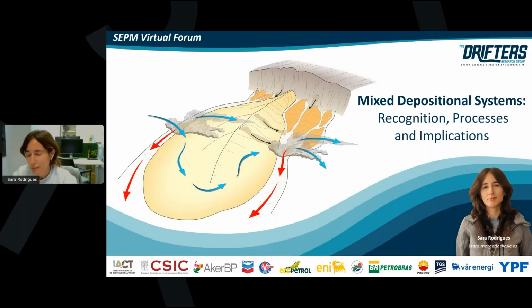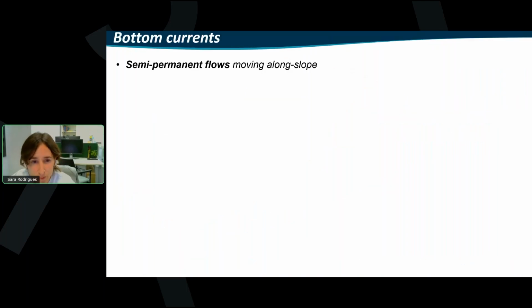So today we have seen many processes related to bottom currents and the water masses that drive them. And right now I will show you a little bit what happens when those currents interact with a different type of currents that have been mentioned here today as well, which is gravity-driven currents, so gravitational flows.